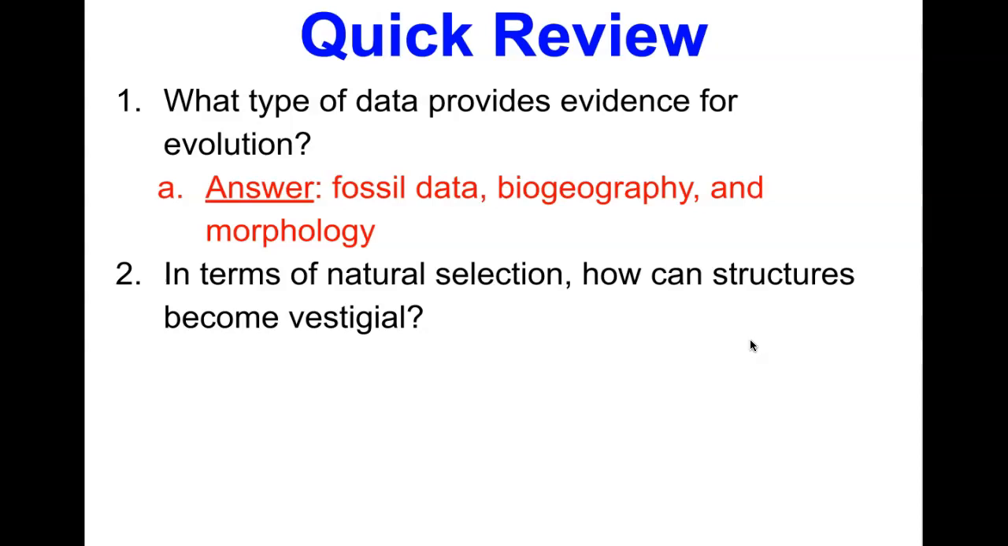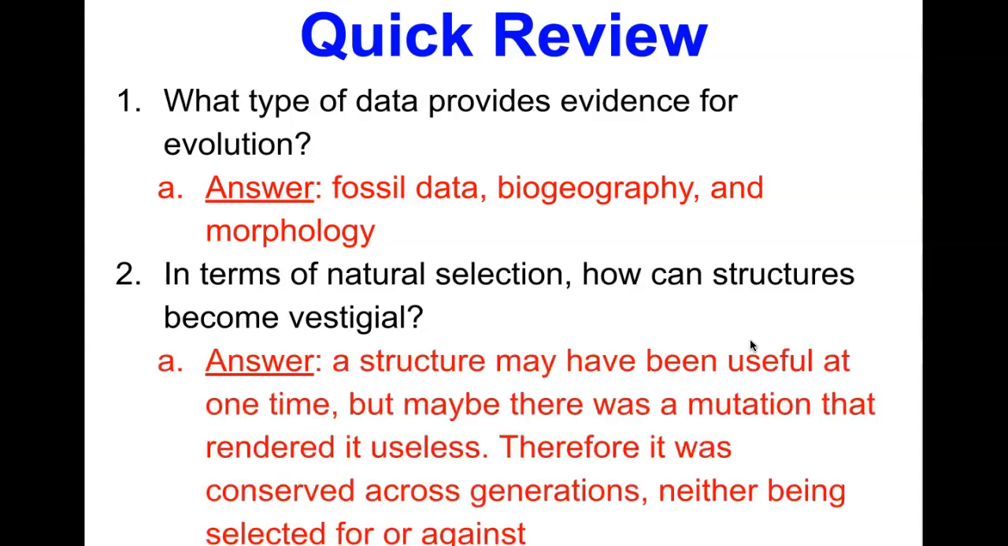in the notes, when we looked at vestigial structures, when we talked about morphology, vestigial structures are basically those structures that are conserved, even though they may not have any use. And I talked about the human coccyx, the tailbone, or the appendix. So in terms of natural selection, how can those structures become vestigial, like the tailbone in humans? A structure may have been useful at one time, such as the tailbone, but maybe there was a mutation that rendered it useless. Therefore, it was conserved across generations, neither being selected for or selected against.